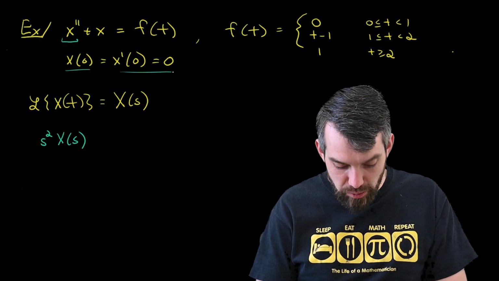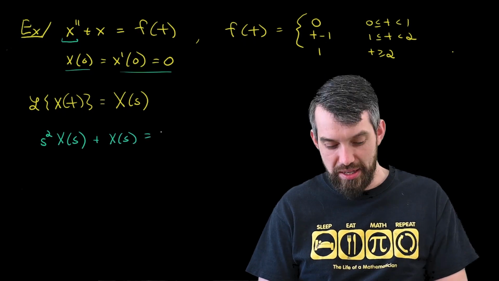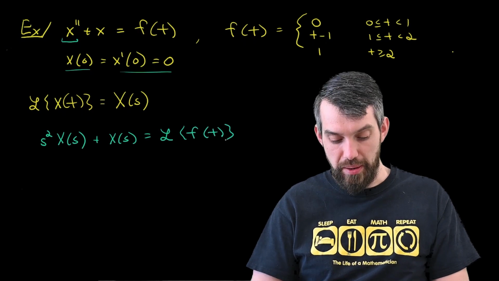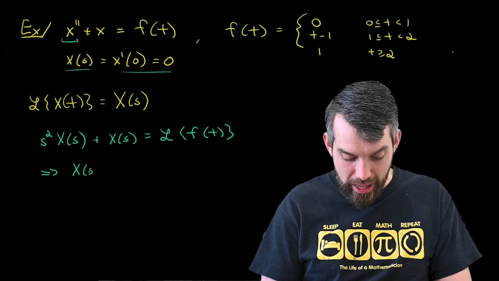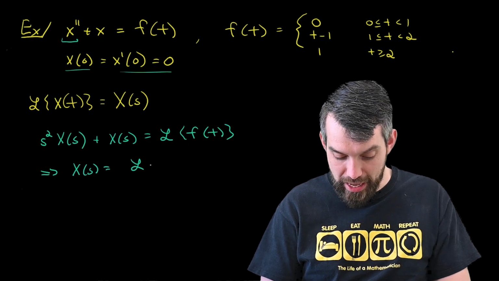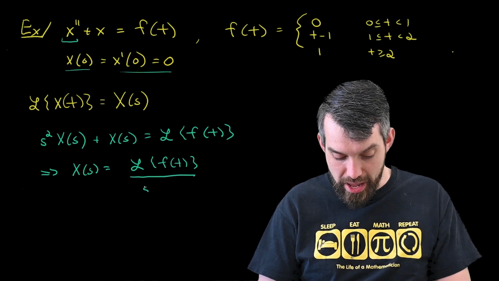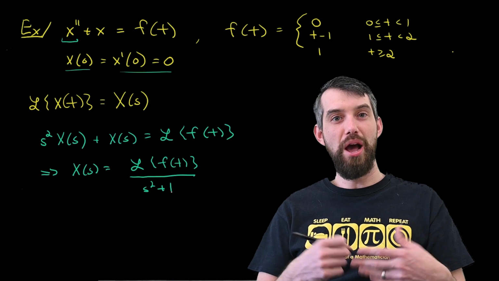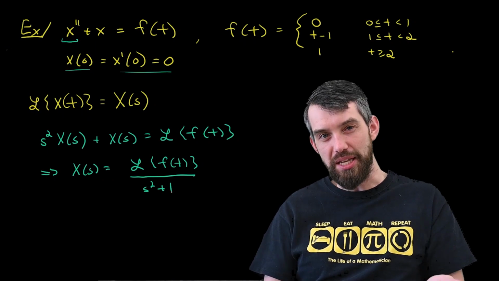Then I have a plus x, which is going to become, under the Laplace transform, the capital X(s). And on the right-hand side is the Laplace transform of whatever f(t) is going to be. I could then clean this up a little bit and say that capital X(s) is going to be the Laplace transform of f(t), whatever that is, divided by s squared plus 1. Okay, so now we turn our attention to what is the Laplace transform of this f(t).